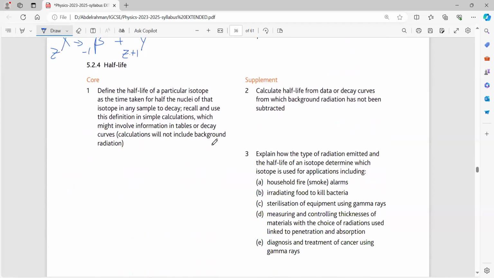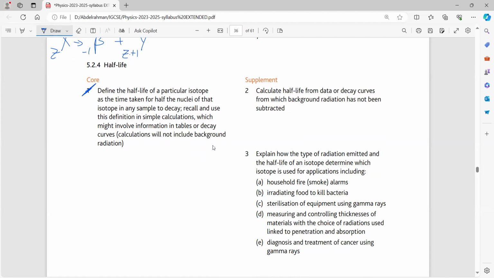Half-life. What is the half-life? Very simply, the half-life is the decay of the radioactive source. Eventually, with time, the radioactivity of any source decreases. We need to measure the time for the radioactivity or the mass to decrease to half the previous amount. This is what I mean by a half-life.